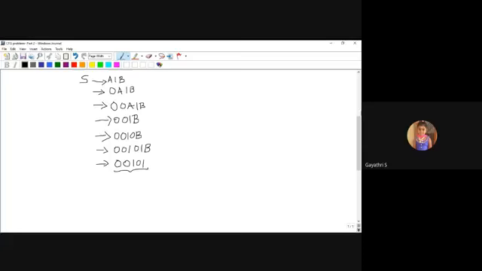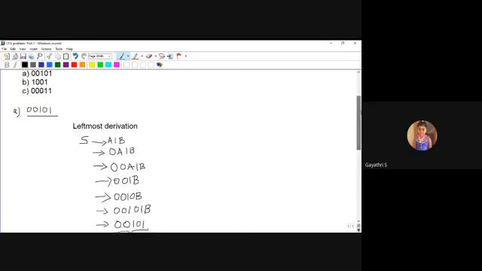So this is the way to do leftmost derivation. Now again, all of you take a paper and try to execute the rightmost derivation.